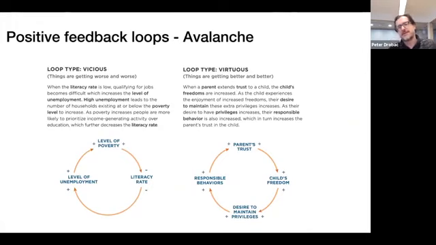Now, the other kind of feedback loop are positive feedback loops. These are avalanches, right? Or a kind of snowballing effect. There's a lot of ice and snow in our workshop today. It's a very wintry theme.